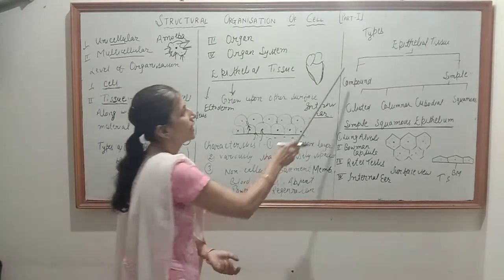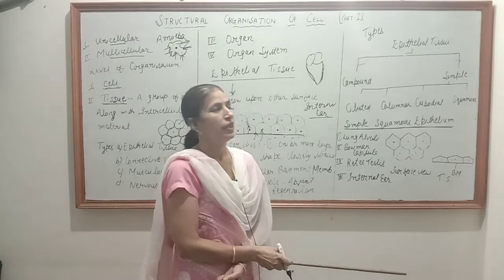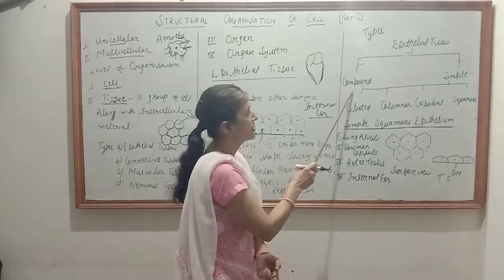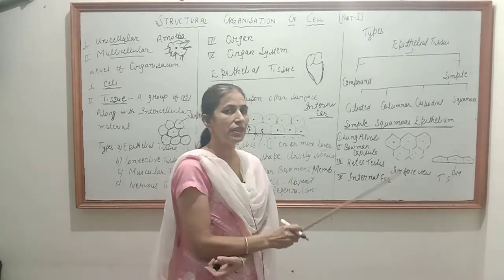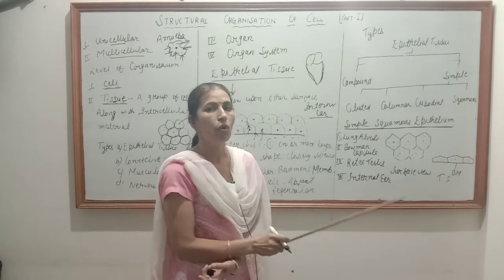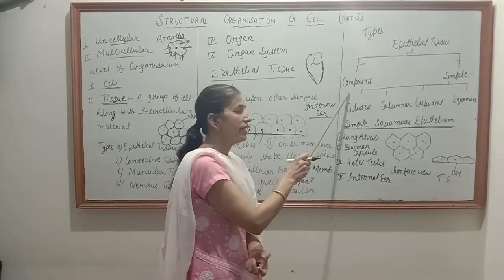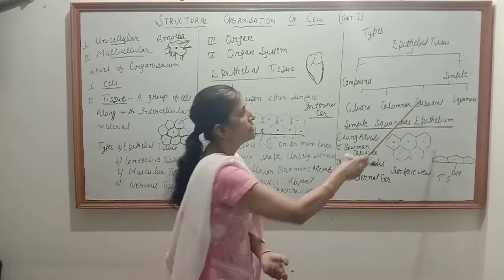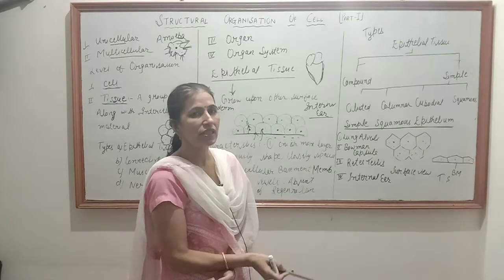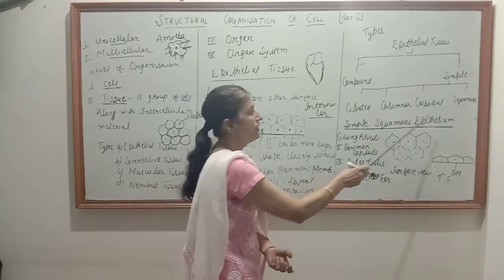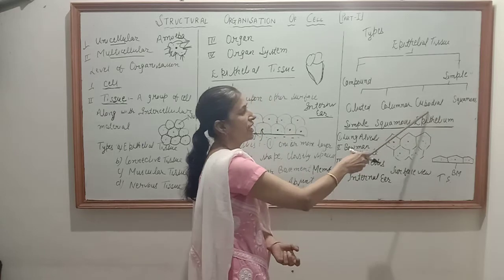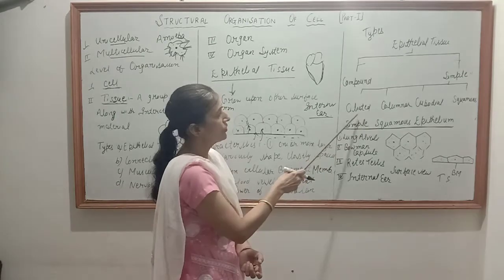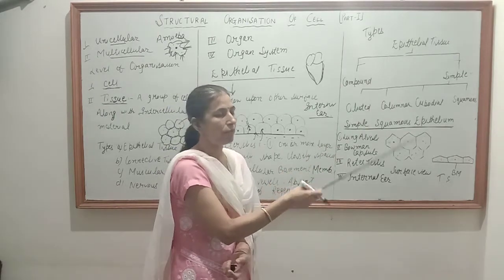Next is about the types of epithelial tissue. Epithelial tissue is of 2 types: simple epithelium and compound epithelium. Simple epithelial tissues are those made up of only one layer, whereas in compound epithelium there may be more than one layer present. Simple epithelial tissue is again of 4 types: one, simple squamous epithelium; second, simple cuboidal epithelium; third, simple columnar epithelium; fourth, simple ciliated epithelium.